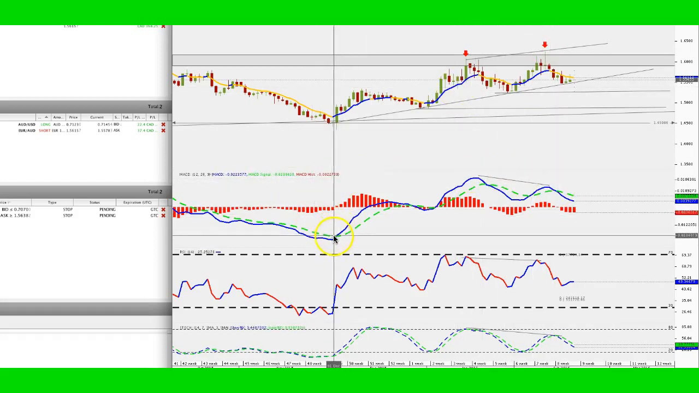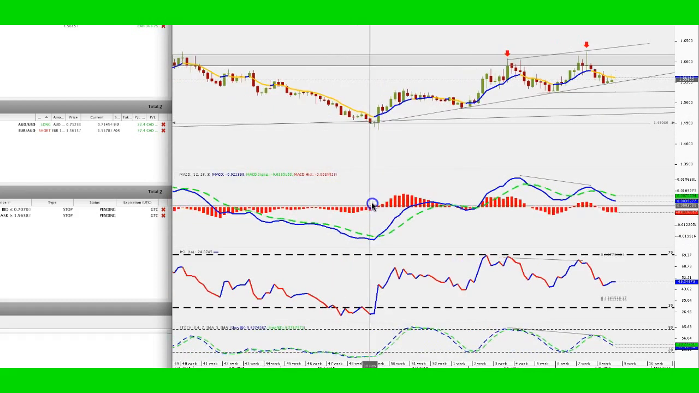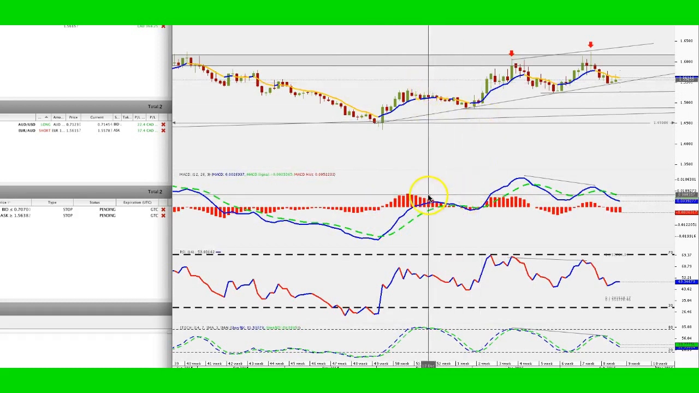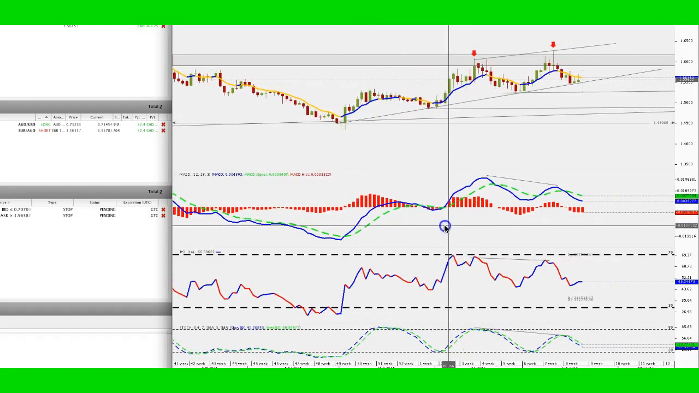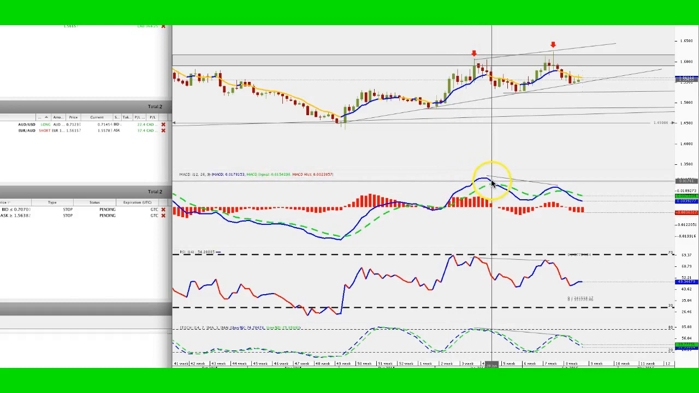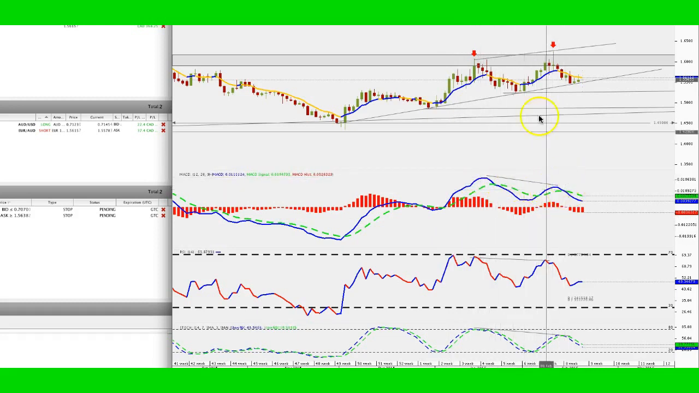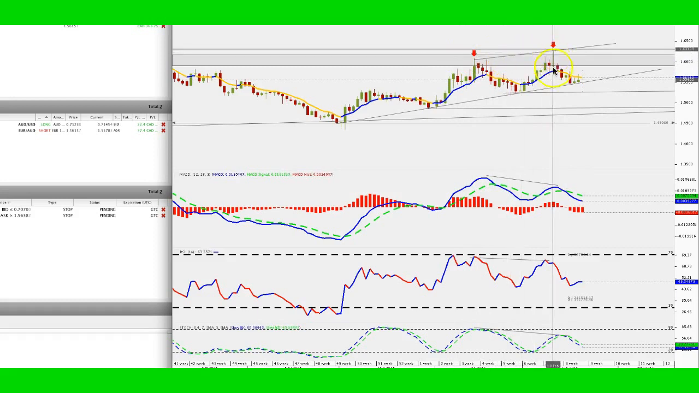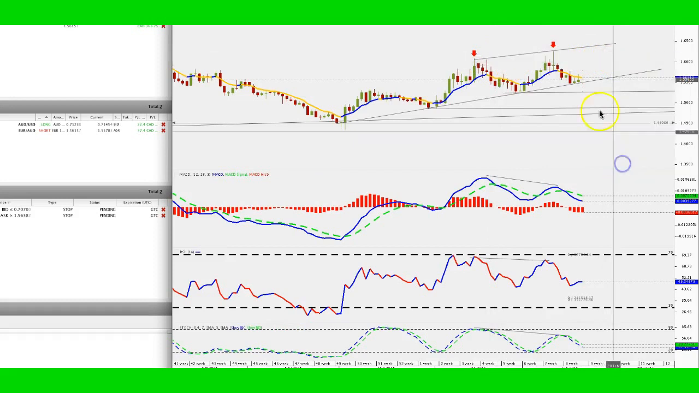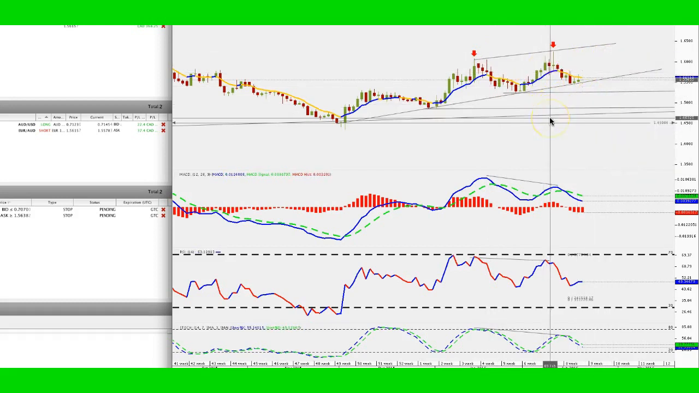Normally MACD is a copycat of price, so if price goes up, MACD goes up, price goes down, MACD goes down. But what happens often is that you'll see the opposite. You'll see wave patterns going in the opposite direction of price action. So that's what is called divergence, and it's a good setup for a reversal pattern or retracement.